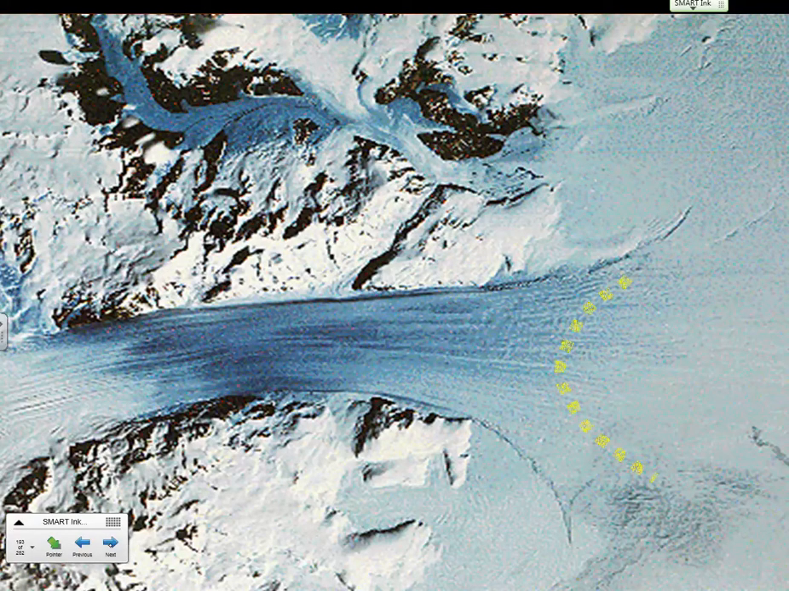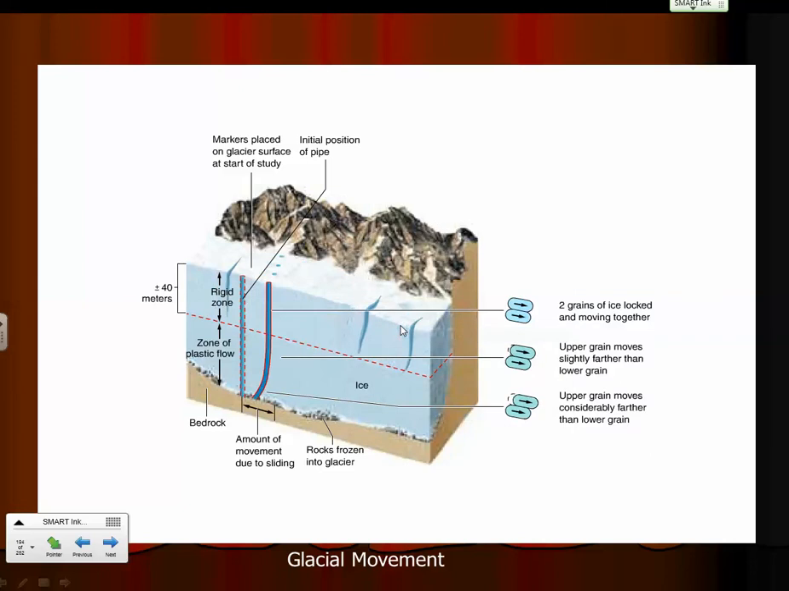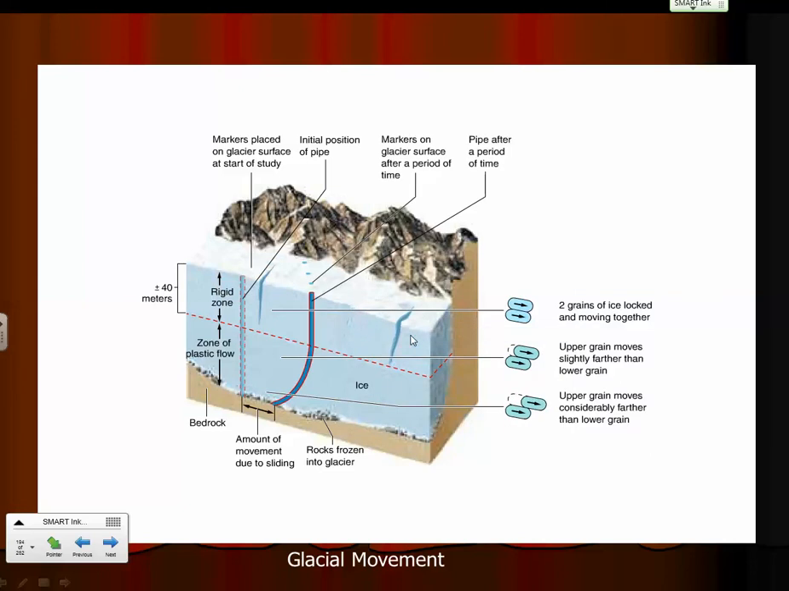Here's a bird's eye view of a glacier, just to show you how it moves faster in the middle than on the sides. Friction on the sides slows the glaciers down. So the fastest is in the middle. And you can see that right there. The bottom is slowed down by friction. The top of the glacier moves faster because there's less restriction there.